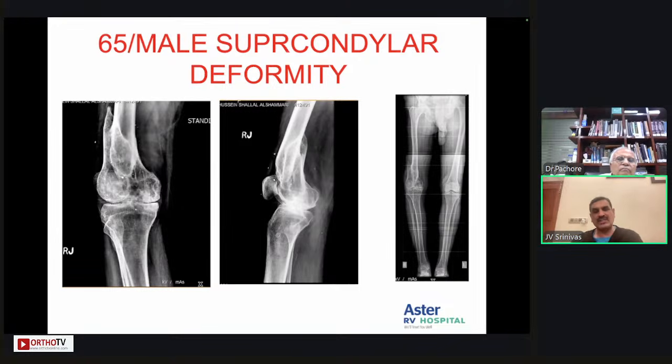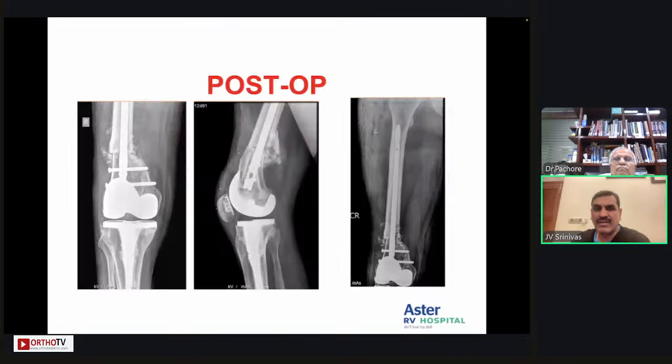Or we get a patient like this, severely malunited supracondylar fracture, not treated, and definitely you will have a lot of patients with treated fractures. But here it was not treated, severe adhesions, quadriceps adhesion, because it was treated by immobilization, and we need to address that with total knee replacement also.